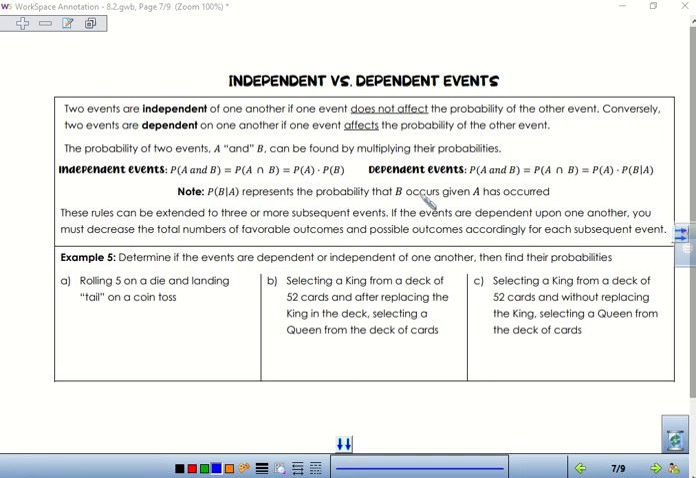So we have our independent events and then we have our dependent events. And we're going to talk about what this means, this slash. Okay? It represents the probability B occurs given A has occurred.